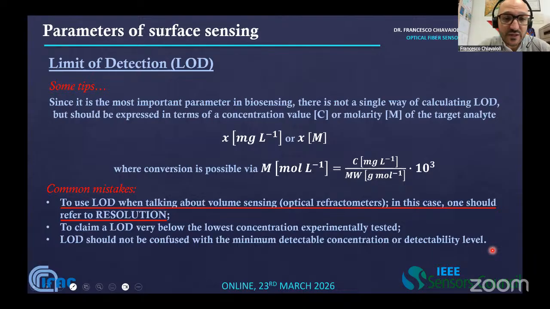Again, some tips related to LOD. Usually the LOD is expressed in concentration value or molarity. There is a simple equation that can be used to move from one to the other, just knowing the molecular weight of the target molecule. Again, common mistakes: using resolution in the calculation of LOD. Sometimes people claim a LOD which is far below the lowest concentration that is tested, which makes it quite unreliable. And LOD should not be confused with the minimum detectable concentration or detectability level.